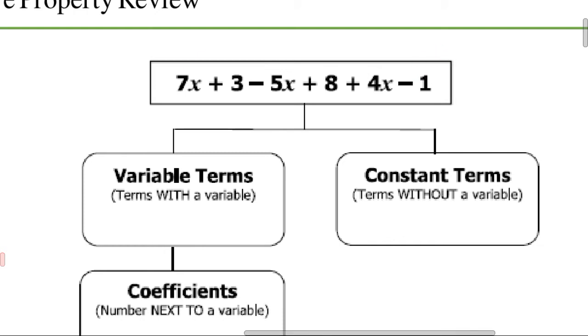So each of these terms is either positive or negative. And how do you know if it's a positive or negative? You look right in front. So since that's a positive 7x. This is a positive 3. This is a negative 5x.